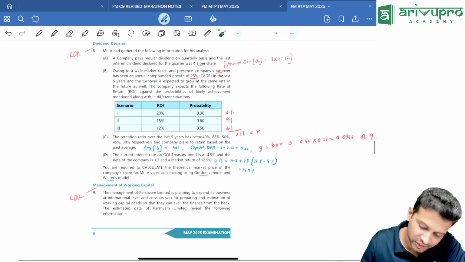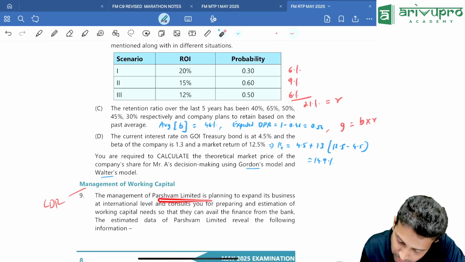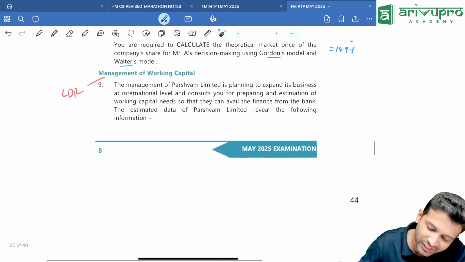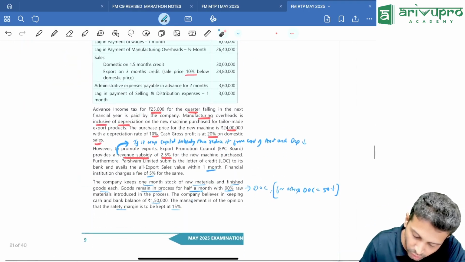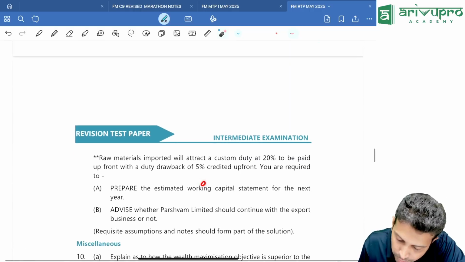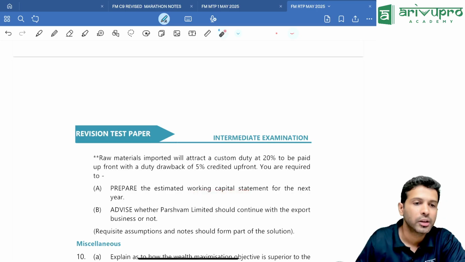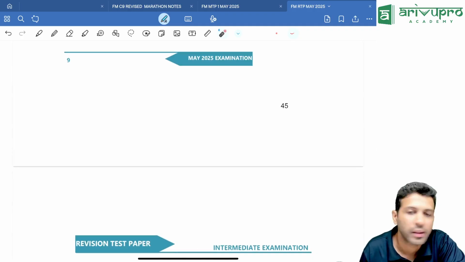Alright, now what is this? We will see. Management of working capital. The management of Payasam Limited is planning to expand. That is again their problem. Leave all that, that's okay. The requirement of the question, we will come to it. What you need to find is, you need to prepare an estimated working capital statement. That is the requirement.